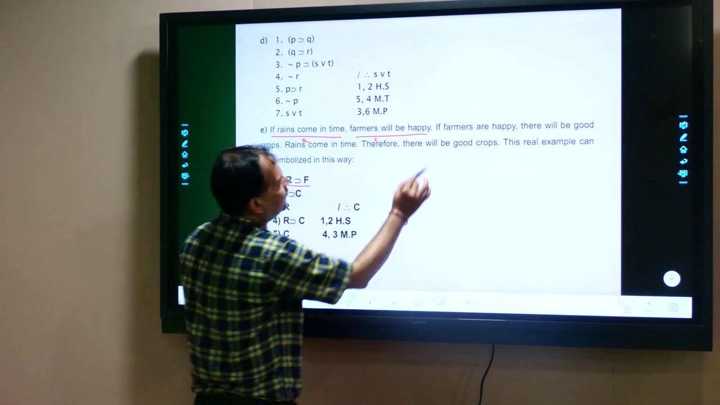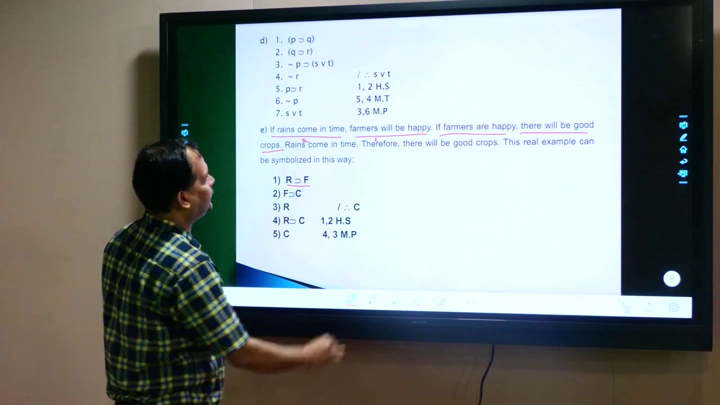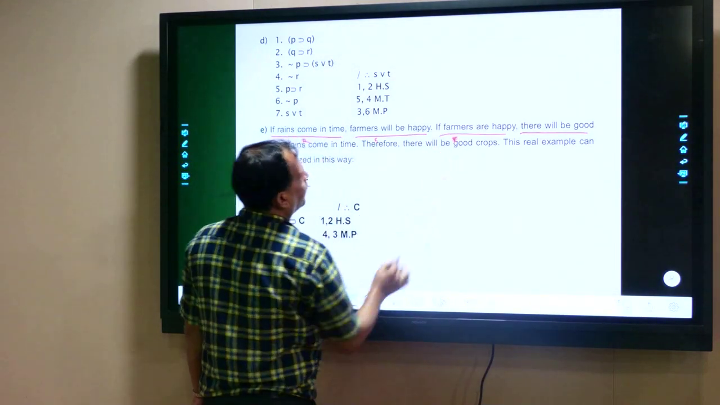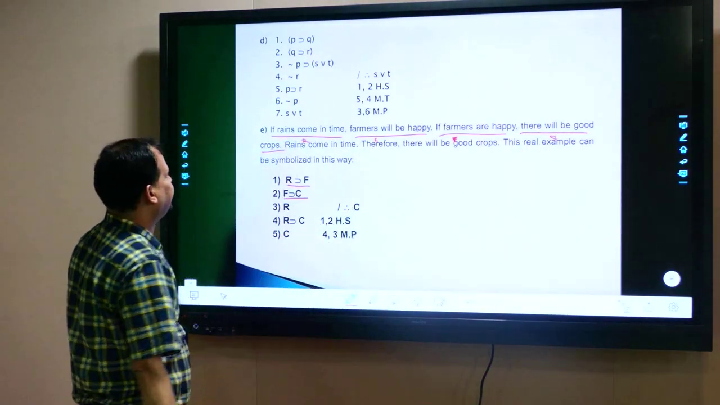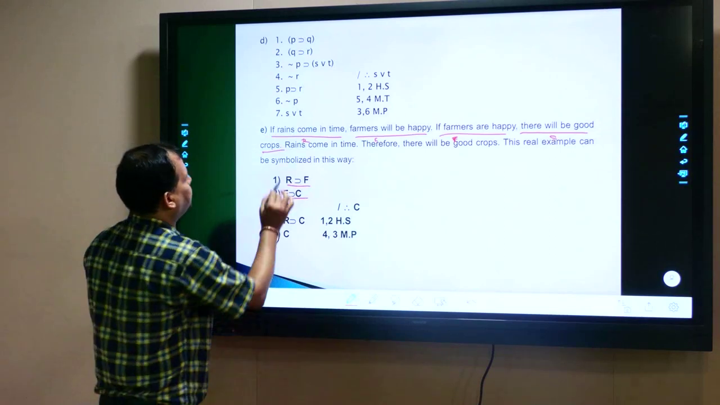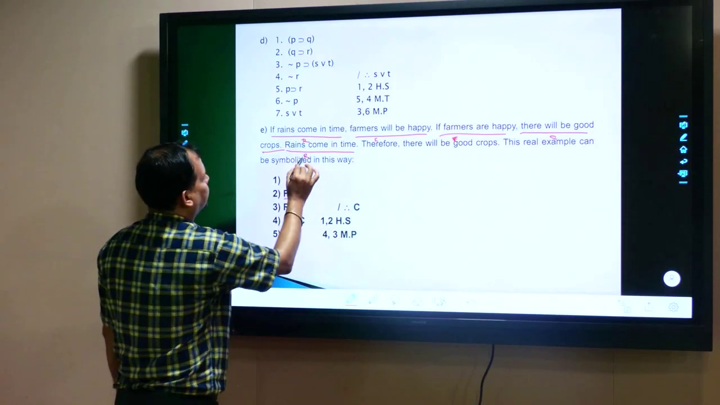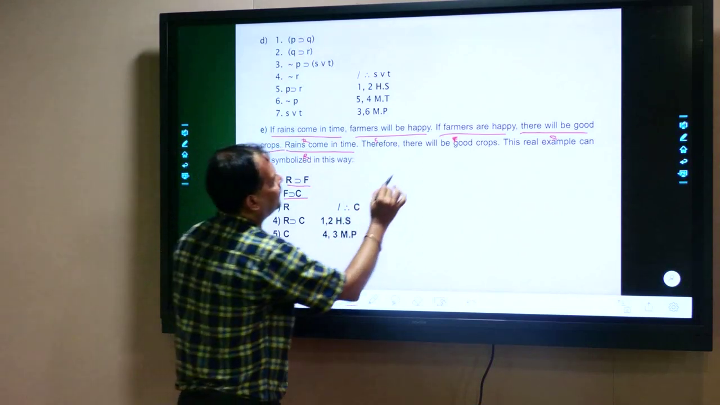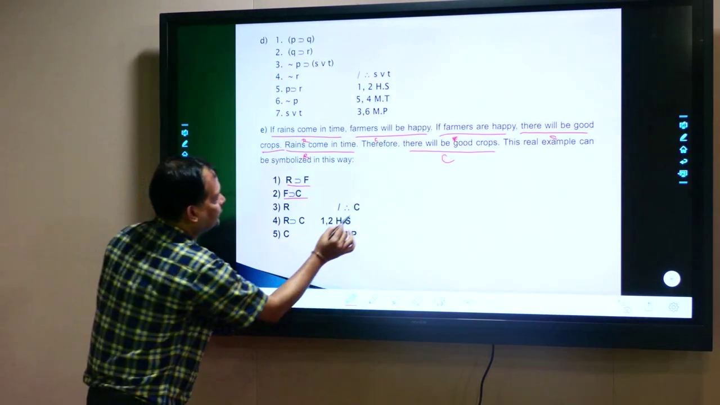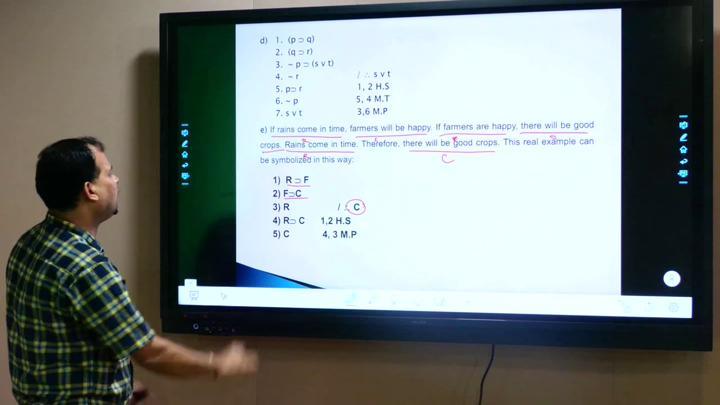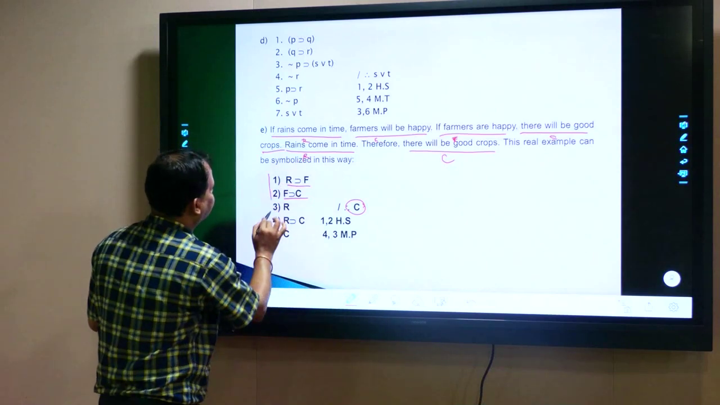Next one, if farmers are happy, there will be good crops. How can we symbolize? Again, farmers F, and good crops C. So F implies C. The rain comes in time, so we can symbolize it as R. Then the conclusion is, there will be good crops, that is conclusion C. So how can we deduce, dear learners, the conclusion C out of these three steps?